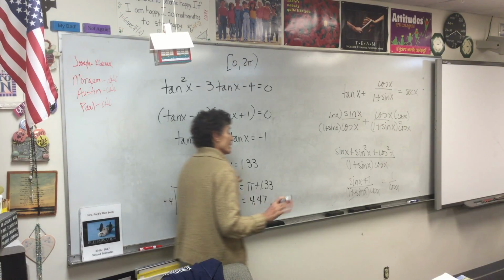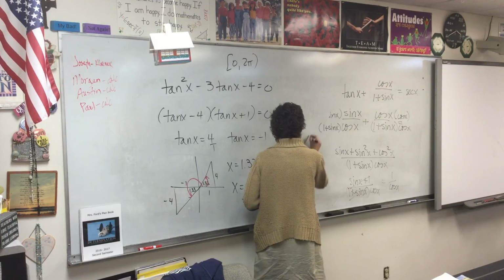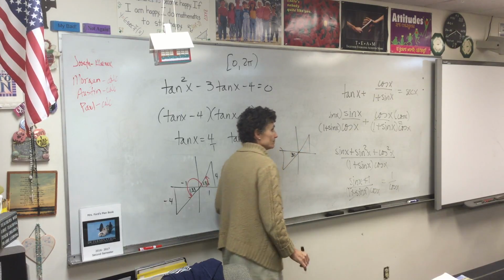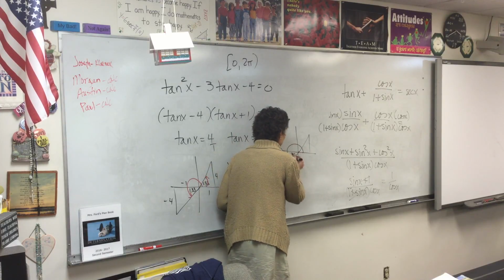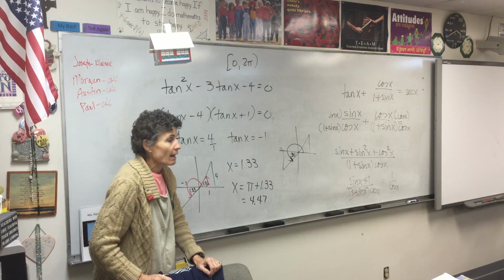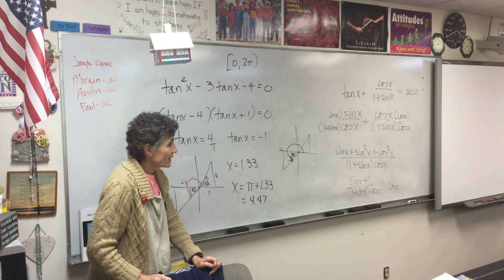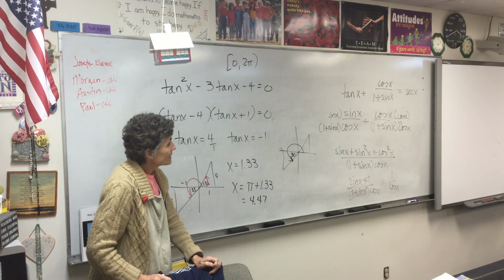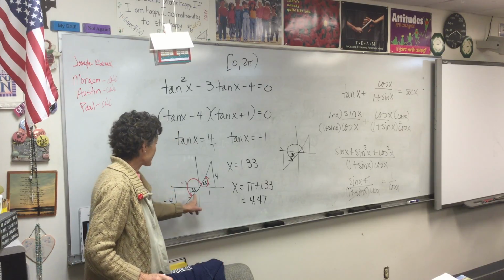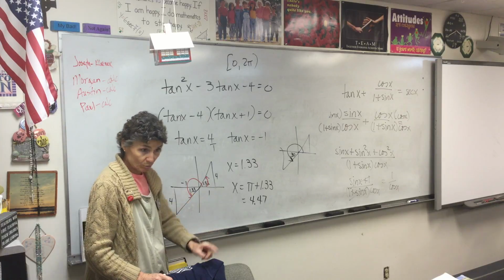Now, those of you that are still confused, if I had put a 30-degree angle here, and I said, how big is that one? You would all say 210. And how did you get 210? 180 plus 30. In radians, we don't do 180s, we do pi's. So that's pi plus 1.33.